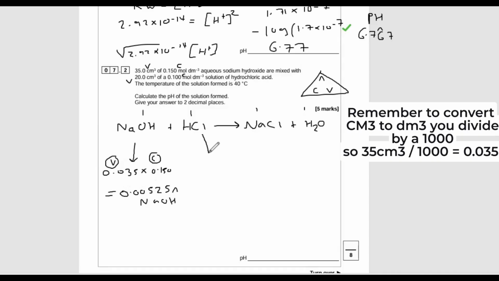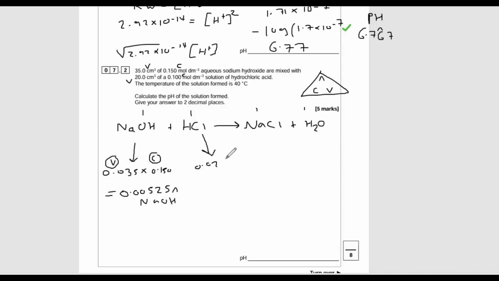Now, how many moles of hydrochloric acid have we got? Well, we've got 0.02 decimeters cubed. Pause the video and have a go before doing this, because it's a big fat 5 marker. That means I've got 0.002 moles of HCl. Bearing in mind they react in a 1 to 1, which one are we going to have left over? The HCl is going to have 0 left after the reaction.